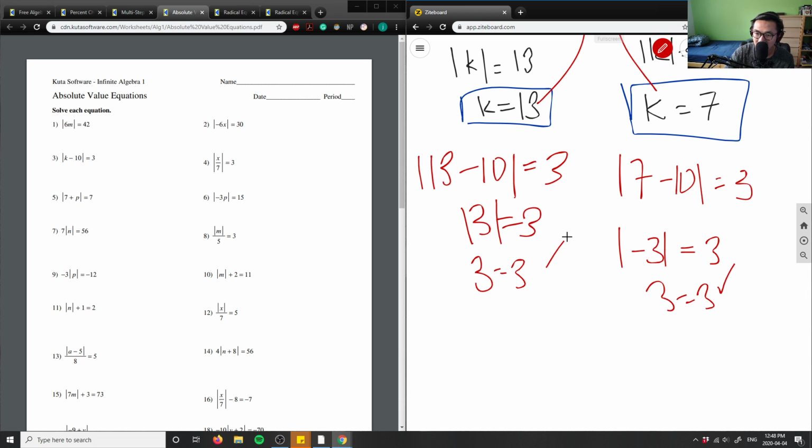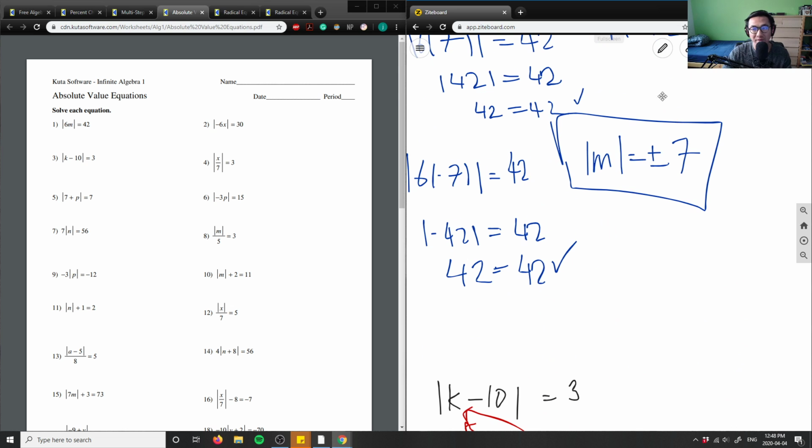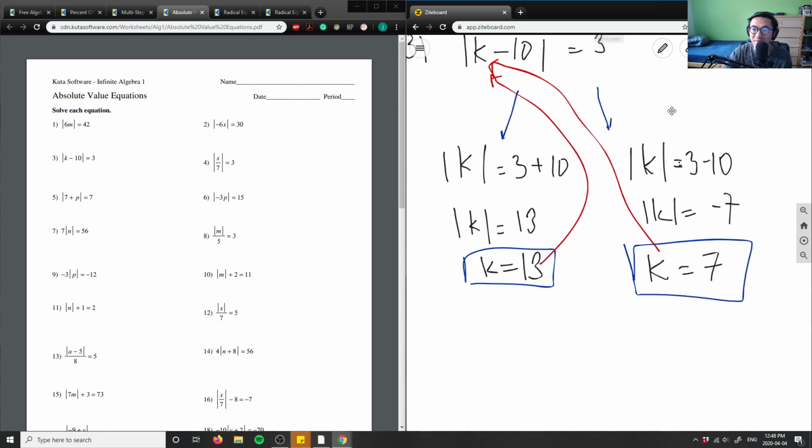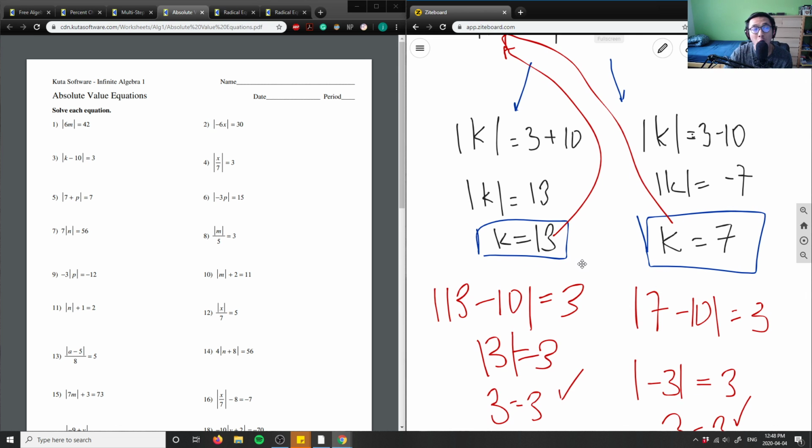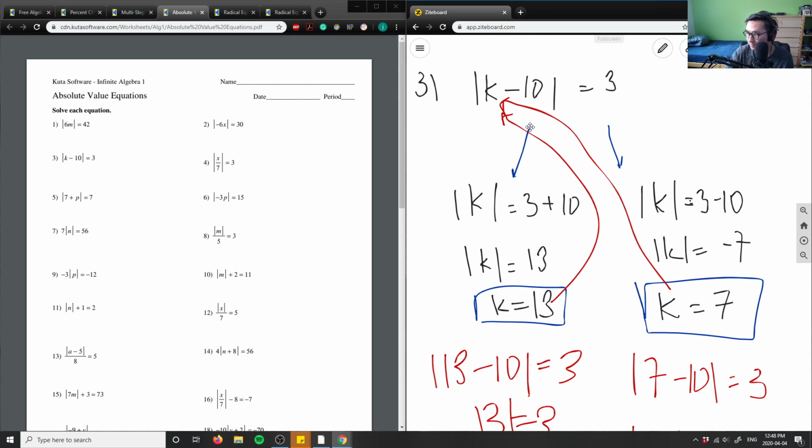So this here is a check as well, which means in this problem, I have two solutions, just like this one. I have plus or minus 7. Plus and minus 7 are both solutions in this case. And in this case, I have different numbers. k could be 7 or k could be 13, right? So we have two solutions that satisfy this equation here.